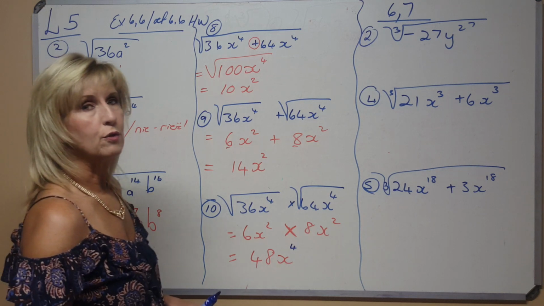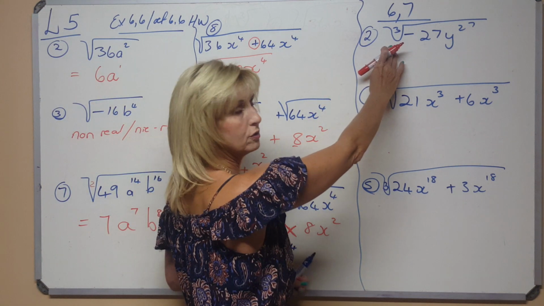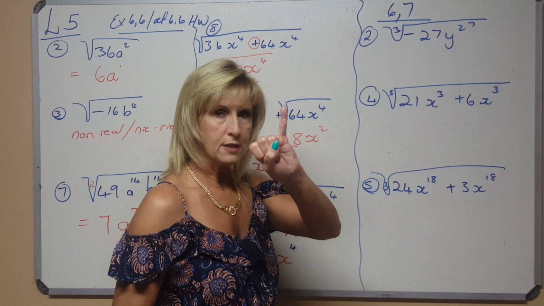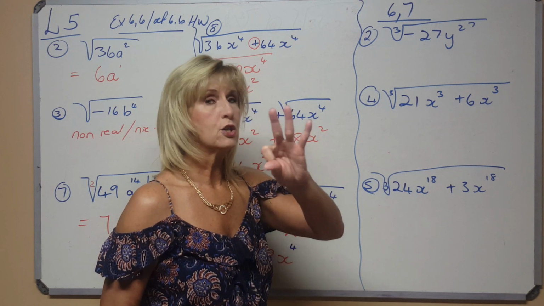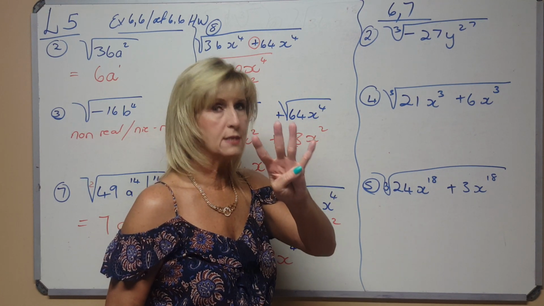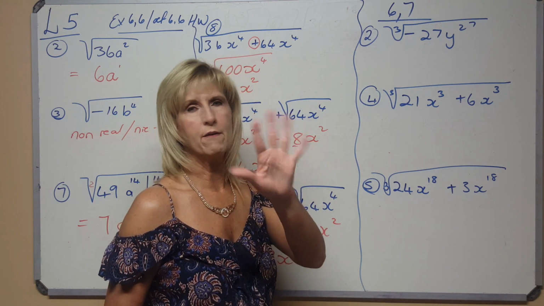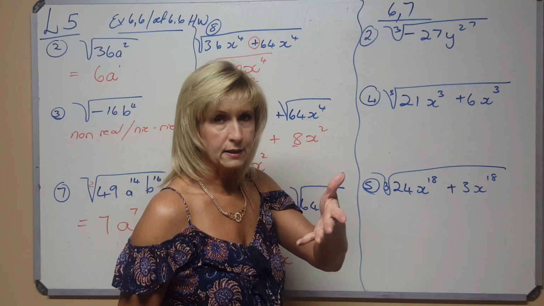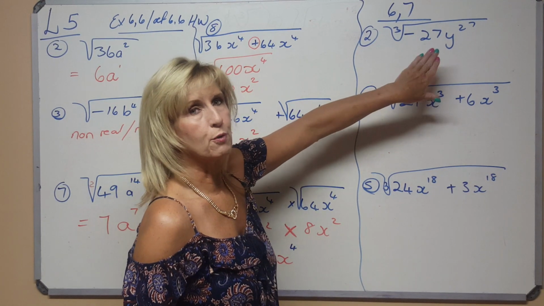Then we had a few cube root sums. Die derde magswortels, same story. Know your cubes. 1 to the power 3 is 1. 2 to the power 3 is 8. 3 to the power 3 is 27. 4 to the power 3 is 64. Know them. 5 to the power 3 is 125. And 6 to the power 3 is 216. But you have a calculator. But if you know these few first ones, you can easily just spot them.